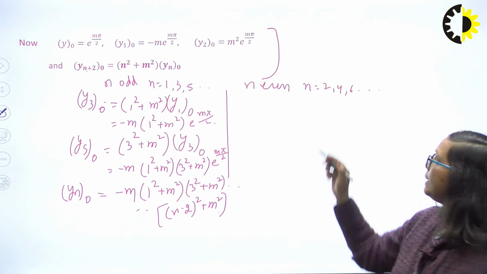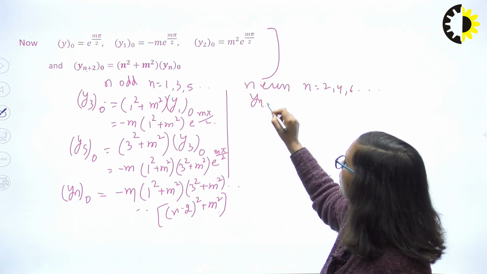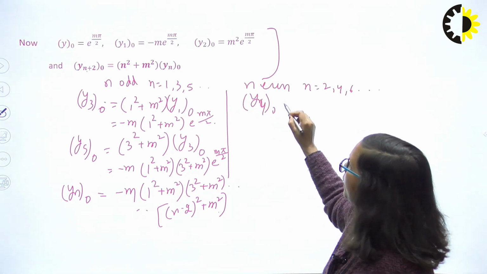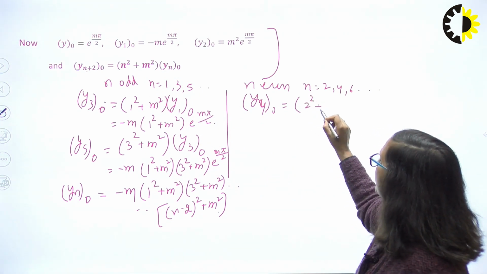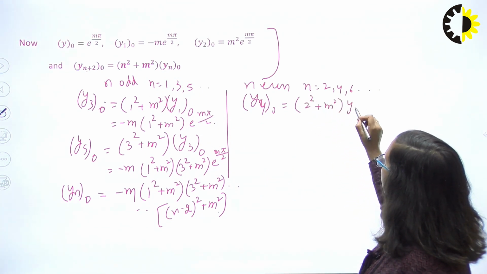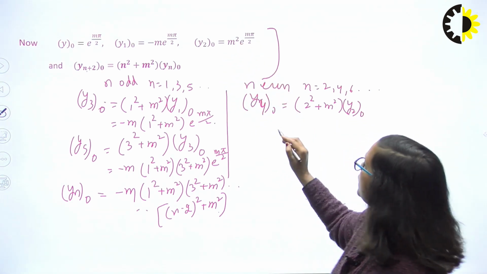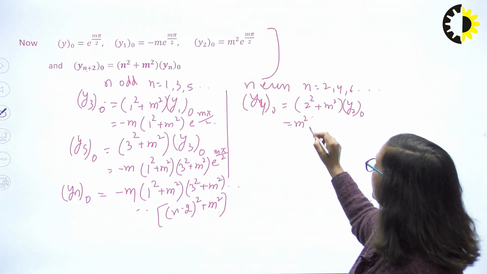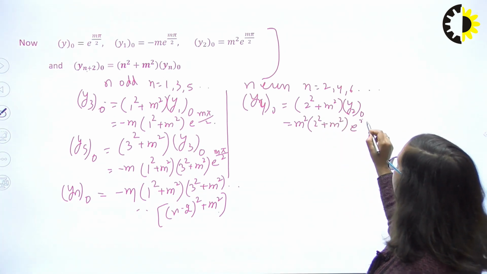Similarly for n even, I put n equal to 2, this is y4 0 equal to 2 square plus m square into y2 0. And y2 0 we have already calculated, this is m square e to the power m pi by 2. So it's m square into 2 square plus m square into e to the power m pi by 2.